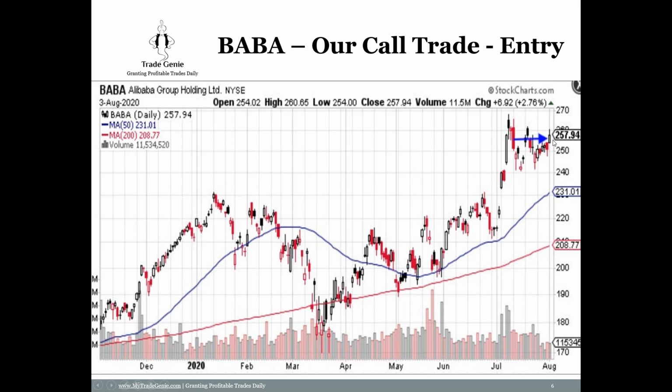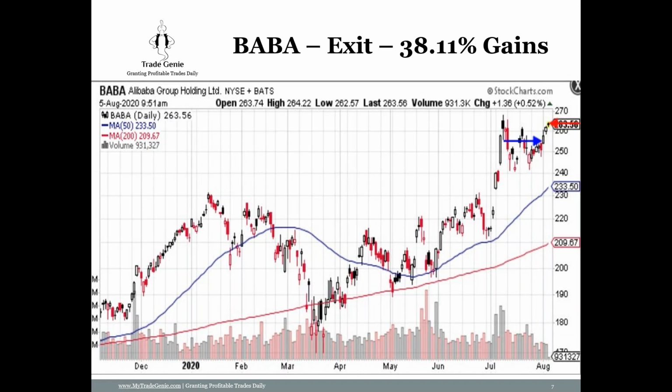So once this resistance is conquered, what are the chances of Baba going down and then going up? Because the resistance is conquered. So we went long in Baba at 257, and we closed on a tiny candle at 263.50, at the same resistance level.